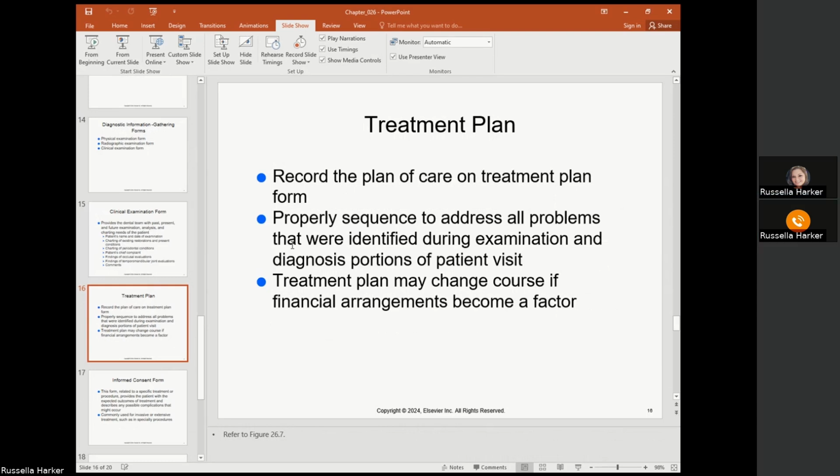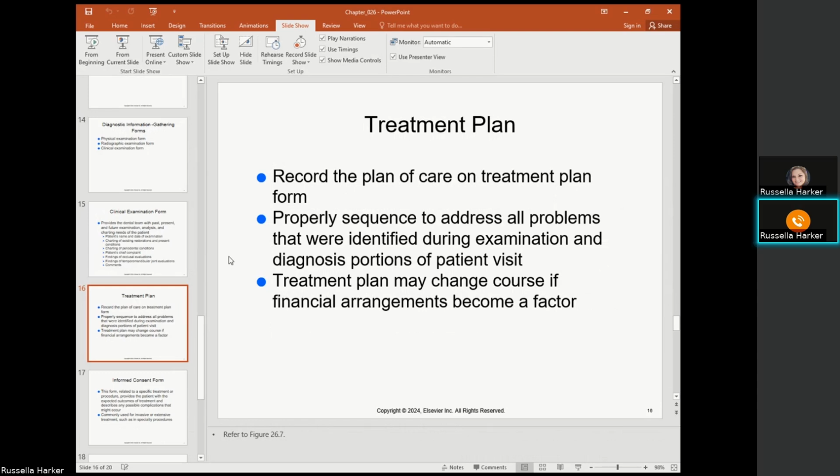The treatment plan. Once the dentist has reviewed the medical and dental history form and has dictated any charting or updates needed on the clinical exam form, they record the plan of care on the treatment plan form. It's properly sequenced to address all problems that were identified during the exam and diagnosis portions of the patient visit. Treatment plans may change course if financial arrangements become a factor.